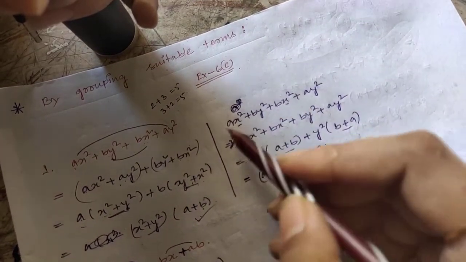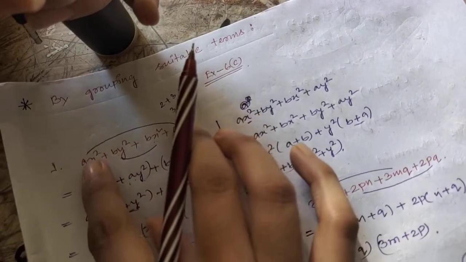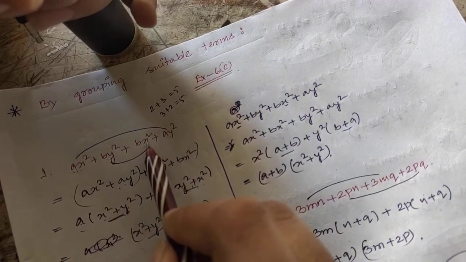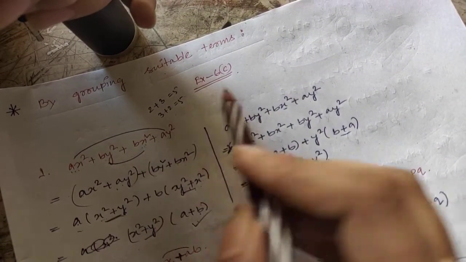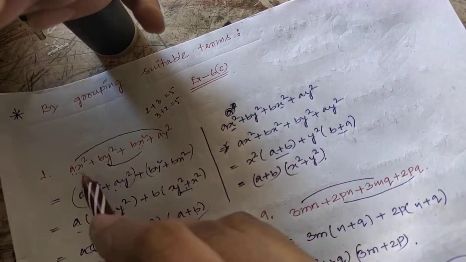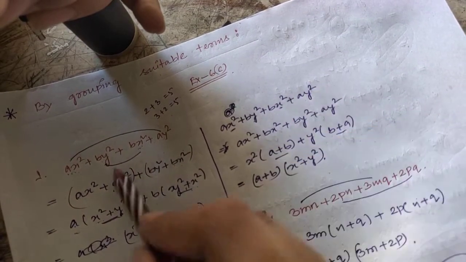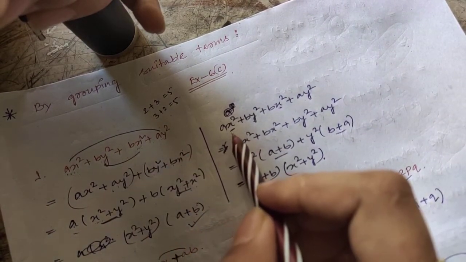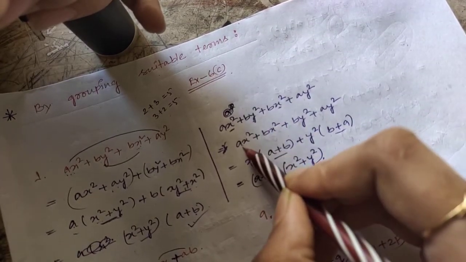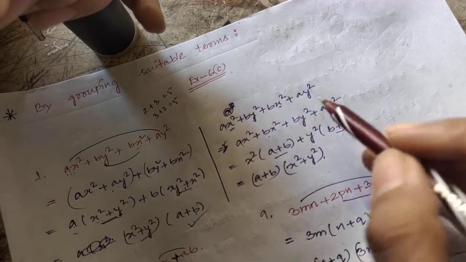See, there are two methods. That means you can take these two groups together, or whatever you can take. Here x² is there, here also x², so these two also you can take together. So let's see whether we are getting the same or not. See, ax² I have written, then bx², then by², ay².